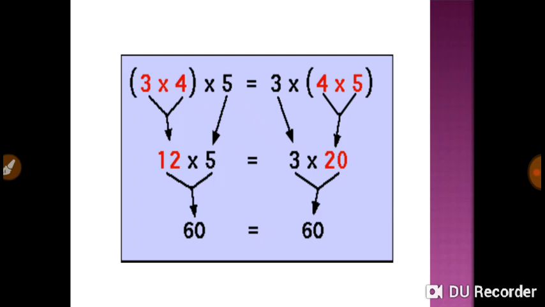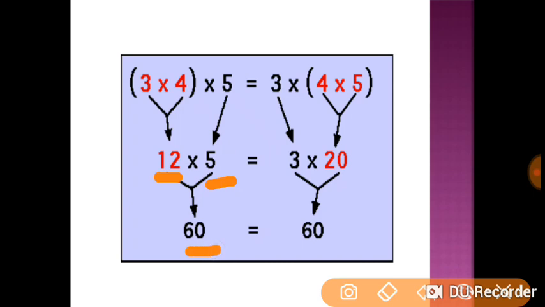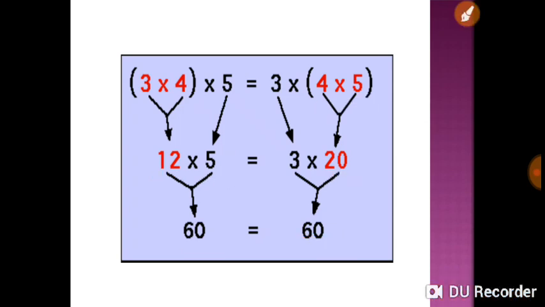Since these are 3 whole numbers, we have to group them for multiplication. In the first representation, we have grouped 3 and 4 first. 3 fours is 12. Then 12 will be multiplied by 5. 12 into 5 will give you 60. In the second representation, we are multiplying 4 and 5 first. 4 into 5 will give you 20. 20 will be multiplied by 3, which will again give 60. It means that you can multiply any two numbers first, and the product will remain the same.